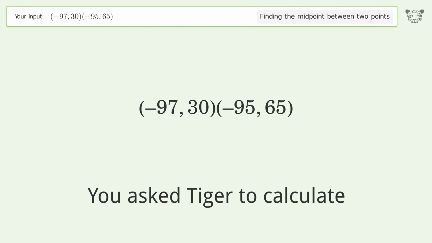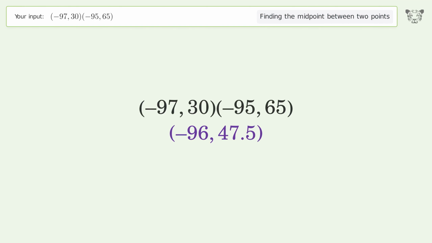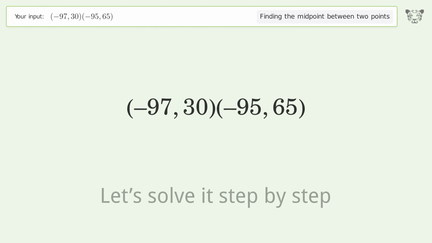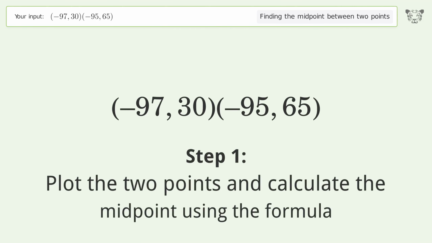You ask Tiger to calculate. This deals with finding the midpoint between 2 points. The midpoint between the 2 points is negative 96, 47.5. Let's solve it step by step. Plot the 2 points and calculate the midpoint using the formula.